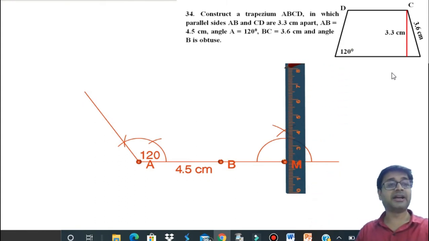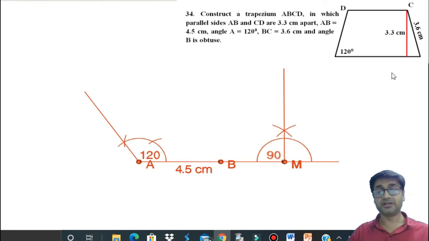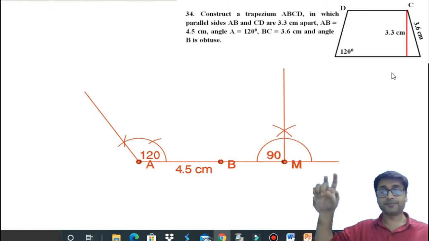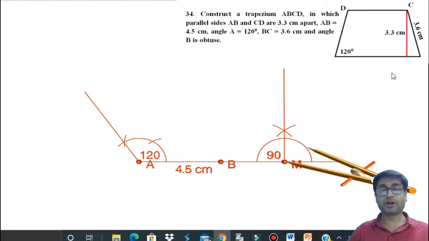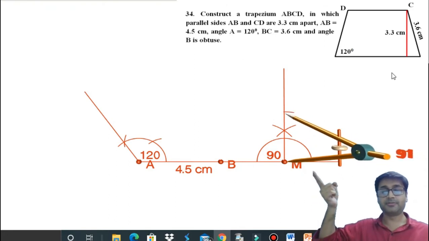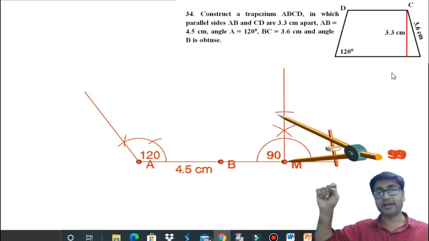Now you know that the height is already given to you as 3.3. So keep your compass on this point M, cut 3.3 and get your point N. So can you see that I'm keeping the compass here, cutting 3.3 to get point N.